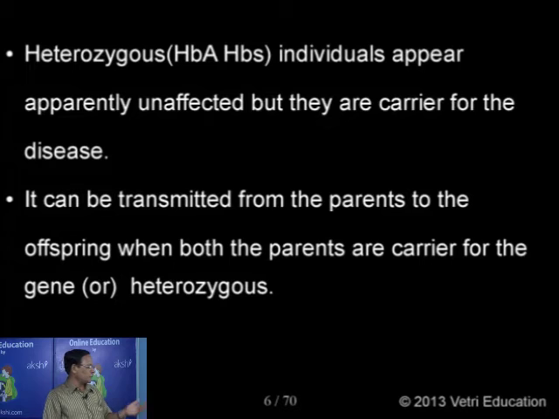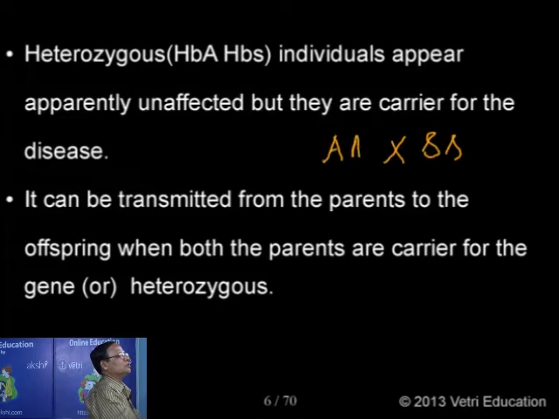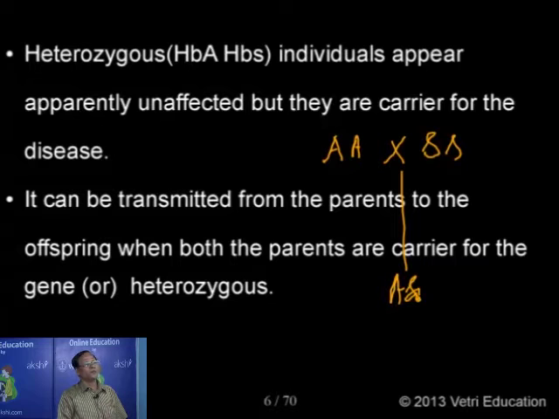Now, it can be transmitted from parents to offspring when both parents are carriers. If one parent has a recessive gene, for example homozygous recessive, and the other a dominant, we receive only the carrier. In almost all recessive gene disorders, if marriage occurs between two carriers, then in the next generation 25% of the children are affected, 50% are carriers, and only 25% are dominant, not affected. This is the probability. We'll see the illustration later.